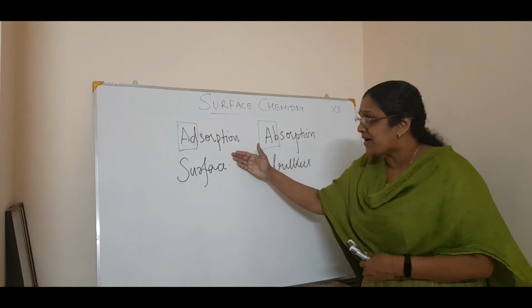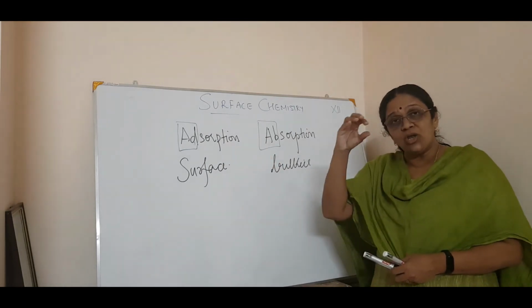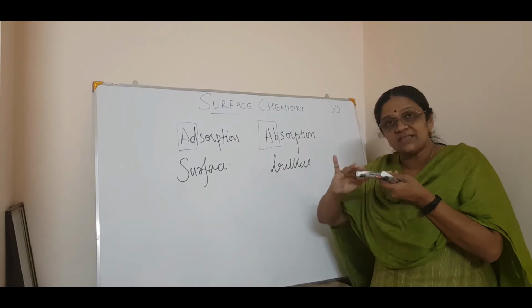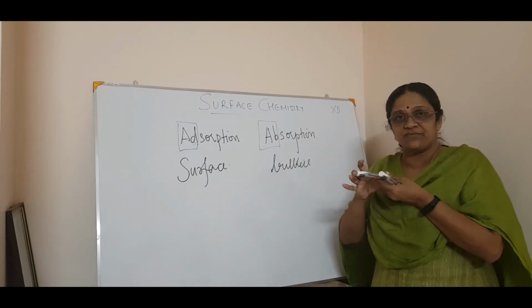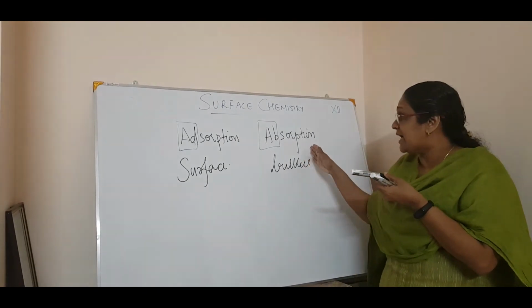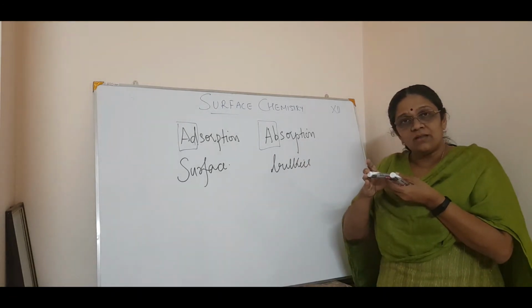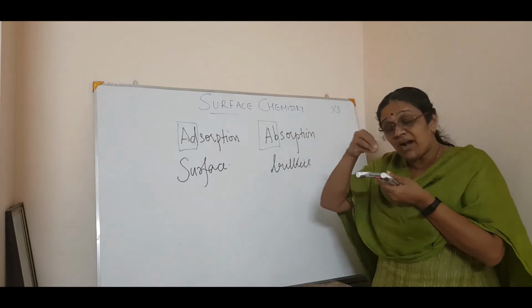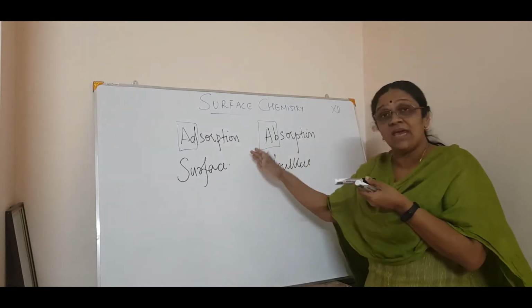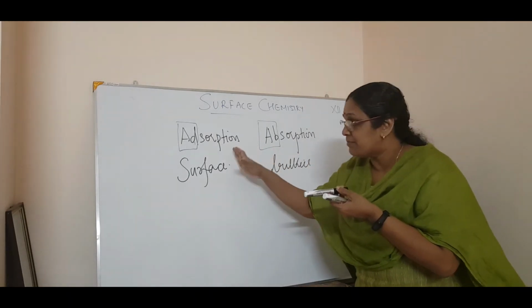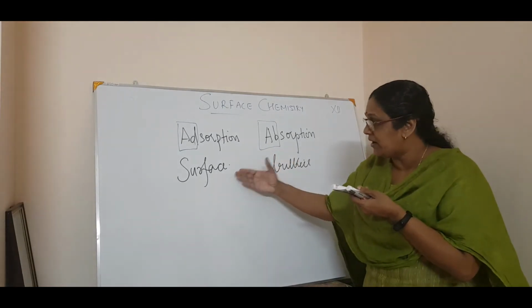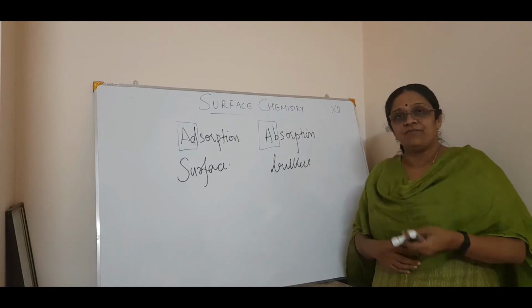Okay, in the case of adsorption, what will happen? The molecules are getting accumulated on the surface of that substance, a solid substance if I say. But absorption means the molecules are getting inside the substance, in the bulk of the substance. So that is the main difference between absorption as well as adsorption. It's a surface phenomenon, whereas this is a bulk phenomenon.